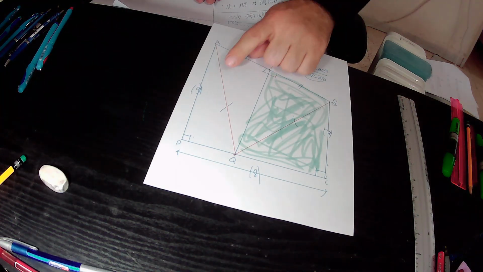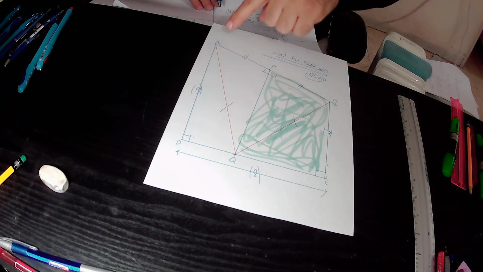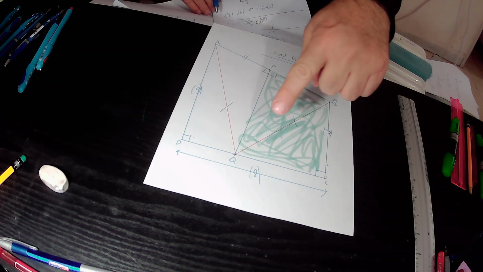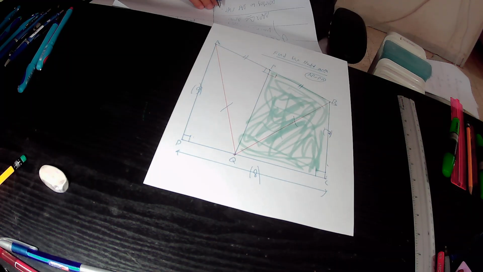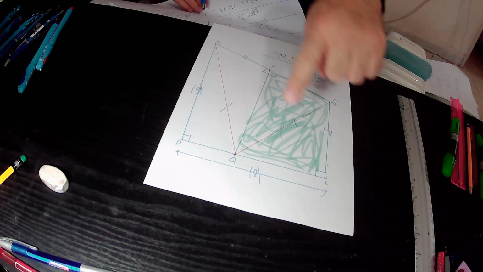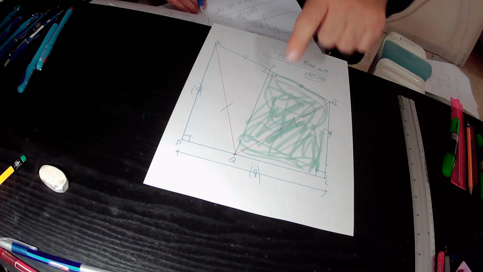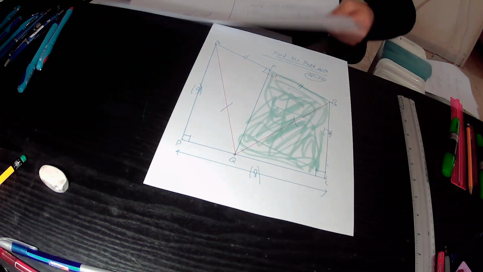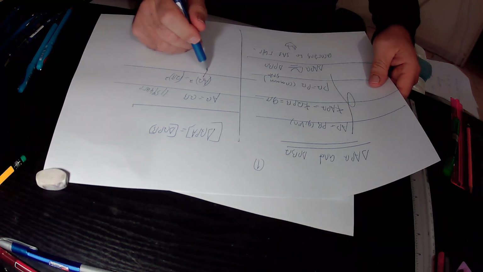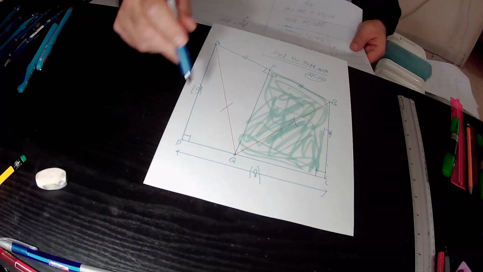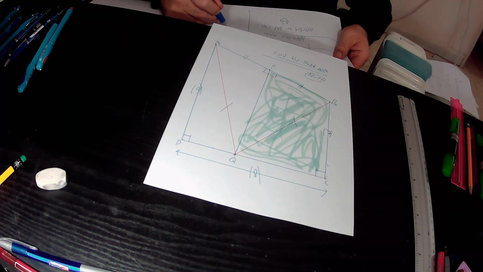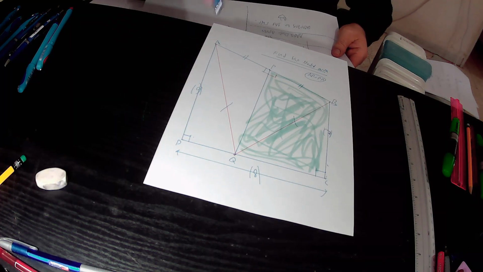In this right triangle AQD, AQ square equals AD square plus DQ square according to the Pythagoras theorem. According to the Pythagoras theorem, in a right triangle, the square of the hypotenuse equals the sum of the squares of the perpendicular sides. That is to say, in this right triangle, AQ square equals AD square plus DQ square. So AQ square equals AD square plus DQ square.